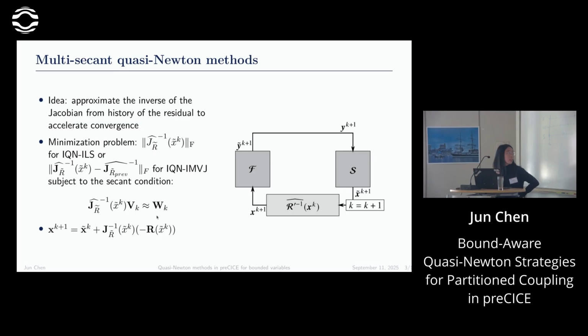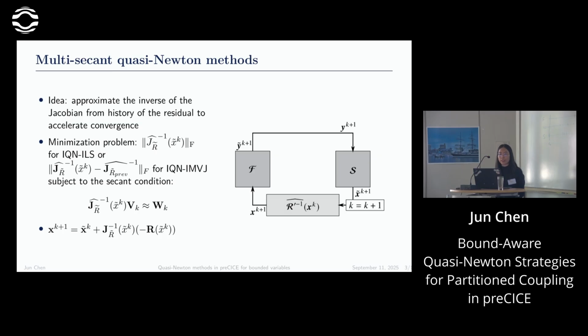The V and W here are the matrices of the differences of residuals between iterations and the function values between iterations. So the size of these two matrices is the degrees of freedom on the interface times the number of iterations you have from history, which means it has way fewer columns than rows. So this is an underdetermined problem, and for that we combine it with a minimization problem so that we can get a determined approximation of the Jacobian implicitly or explicitly.